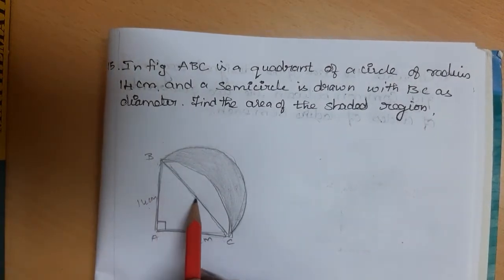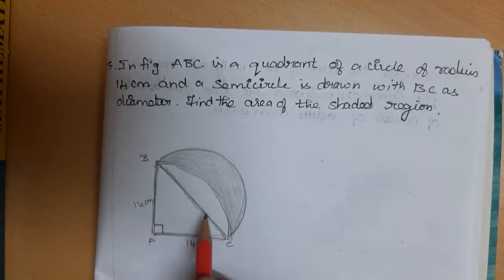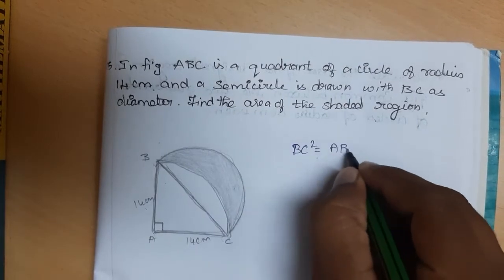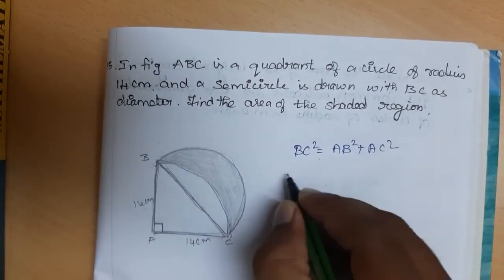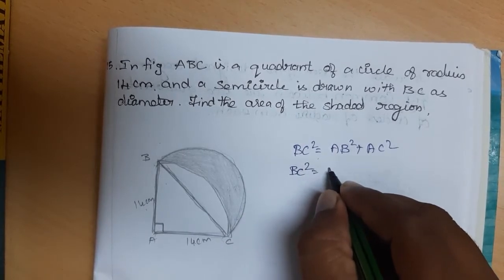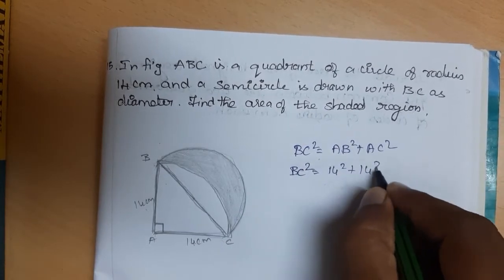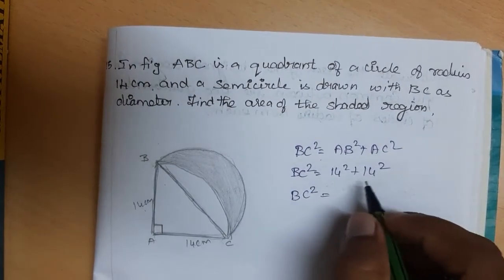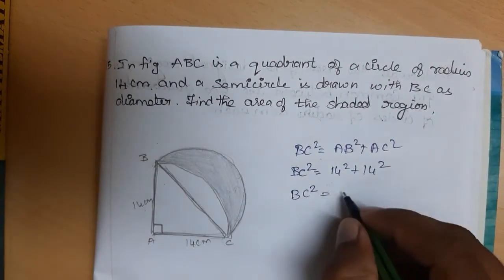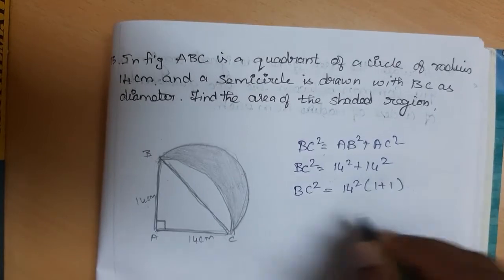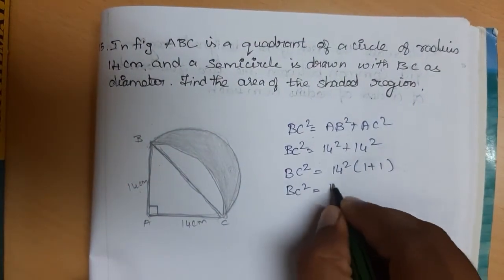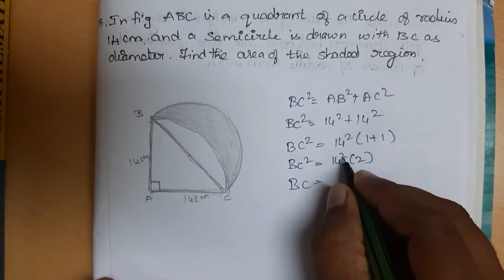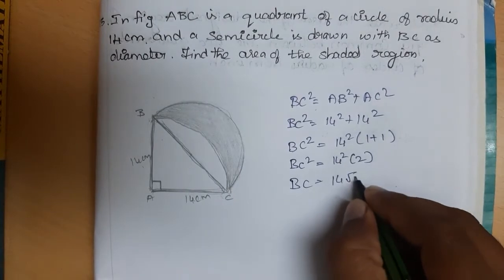We need the diameter of the semicircle, or the radius of the semicircle. This we can find by using the Pythagoras theorem. So BC square is equal to AB square plus AC square. BC square is equal to 14 square plus 14 square. Taking 14 square outside it becomes 1 plus 1, so BC square is equal to 14 square into 2. Taking the square root, BC is 14 into square root of 2 centimeters.